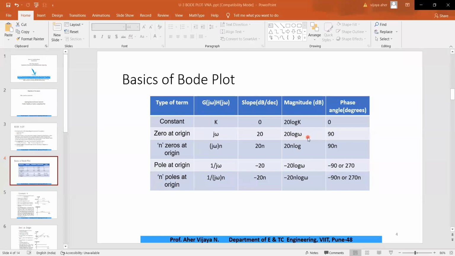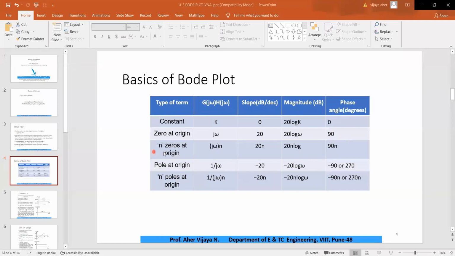And what is phase? Phase is the angle of j omega, G of j omega, H of j omega, angle of that. So the angle of j omega is nothing but 90 degree, plus 90 degree. That you have to remember. Now these are basic things related to the Bode plot that you have to remember while drawing the Bode diagram.